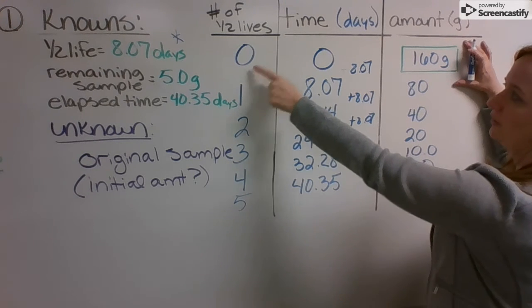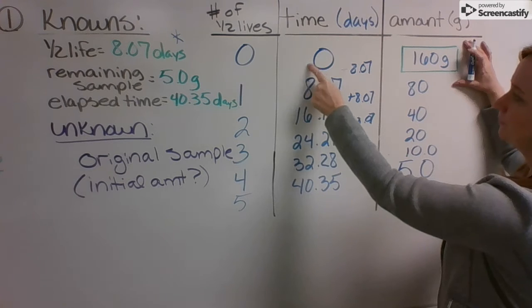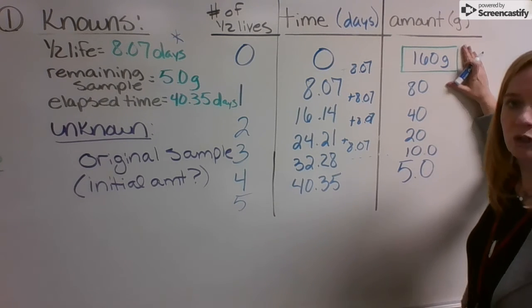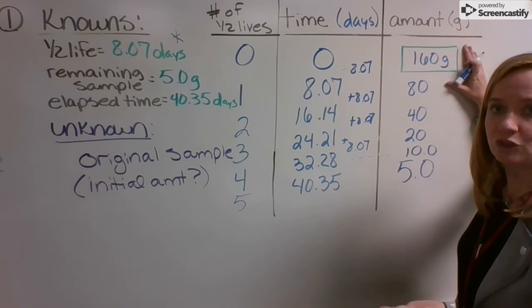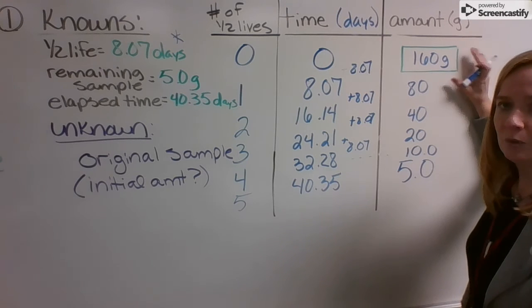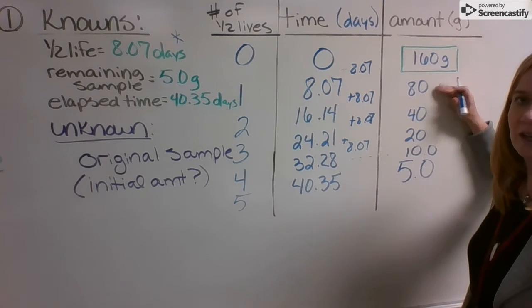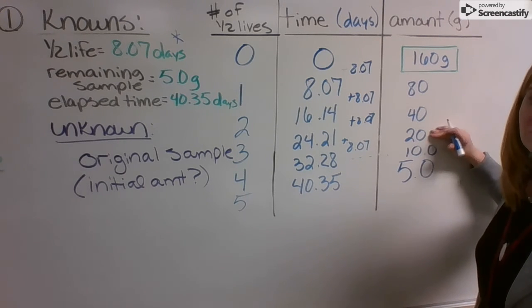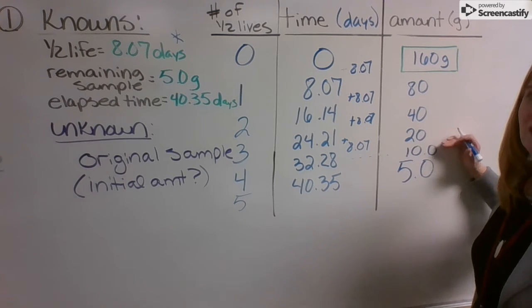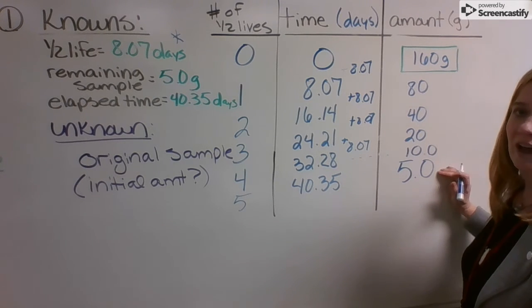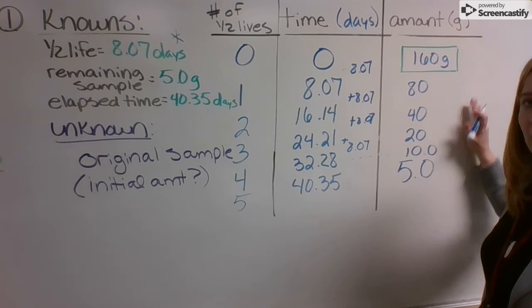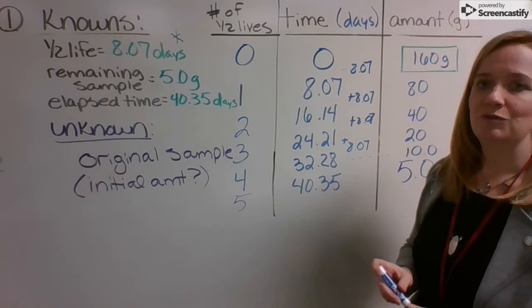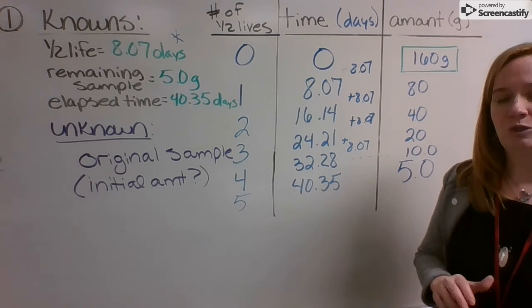So at 0 half-lives, 0 time having gone by, I had 160 grams, and you're done. So double check your math by saying 160 divided by 2, you get 80. Divided by 2, you get 40. Divide 40 by 2 to get 20. Divide 10 by 2 to get 5. And sure enough, you have 160 as verified for your correct amount that you started with.